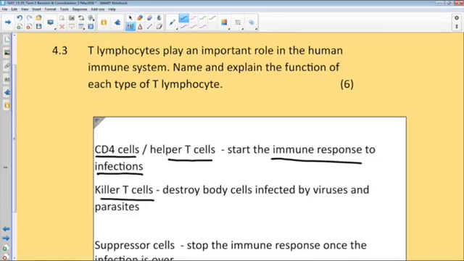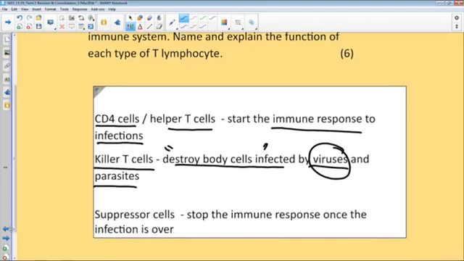Your killer T cells, which are a different type of T cells, destroy the body cells infected by the virus and parasites. So often remember that viruses infect healthy cells, and these viruses will then invade the nucleus and trigger the process of DNA replication or viral replication within these host cells. The T cells will destroy these body cells that have been infected with the virus.